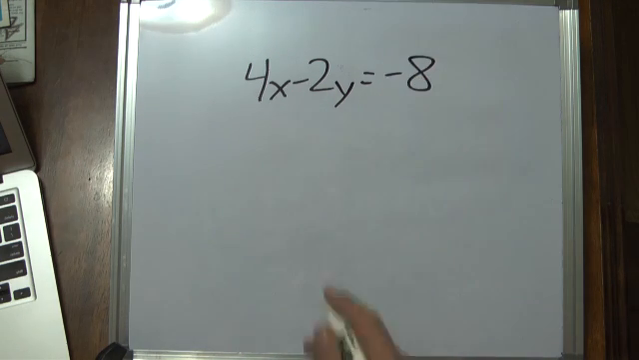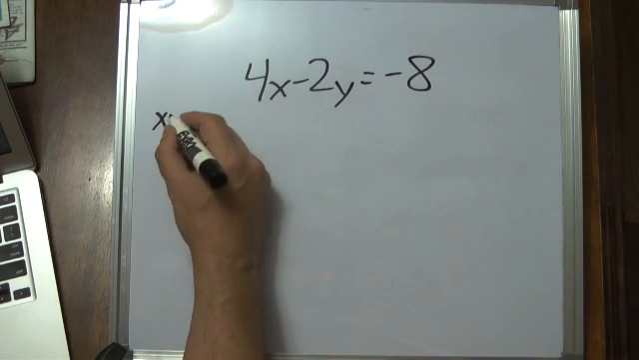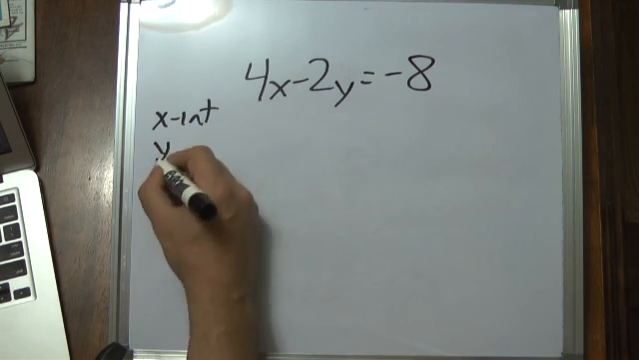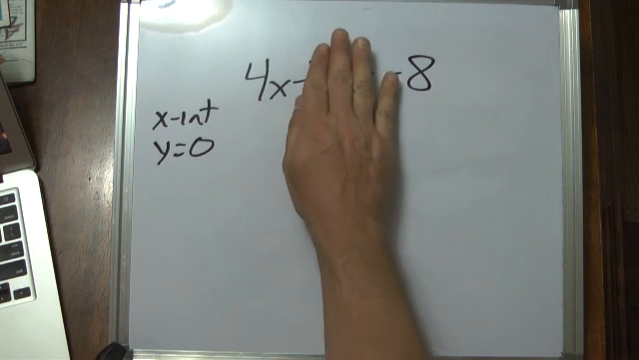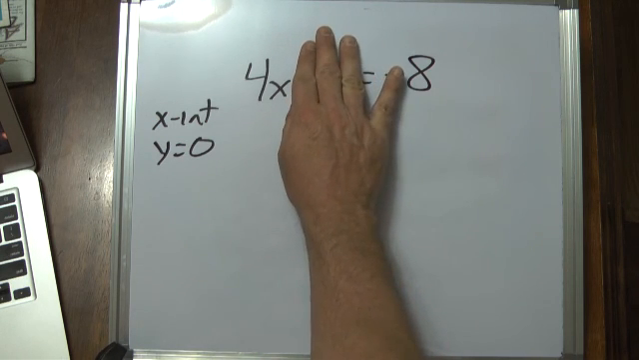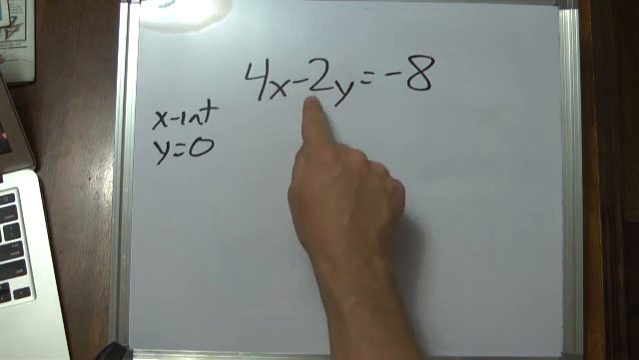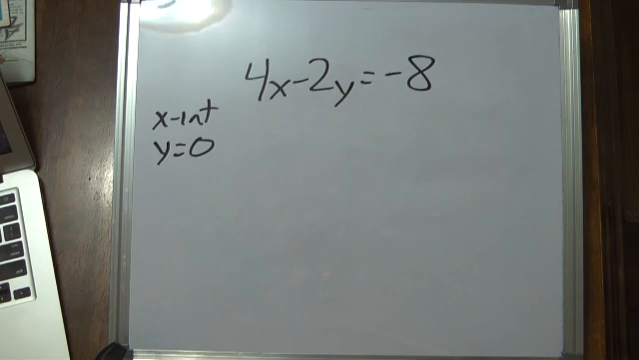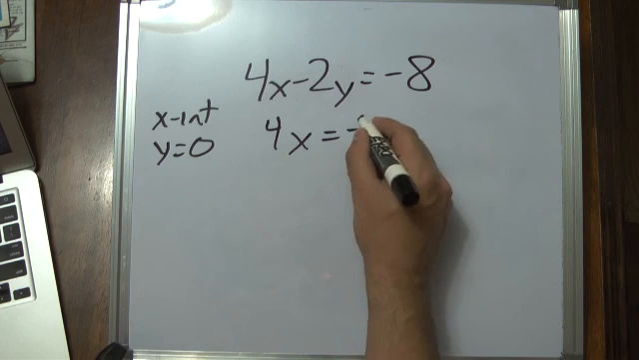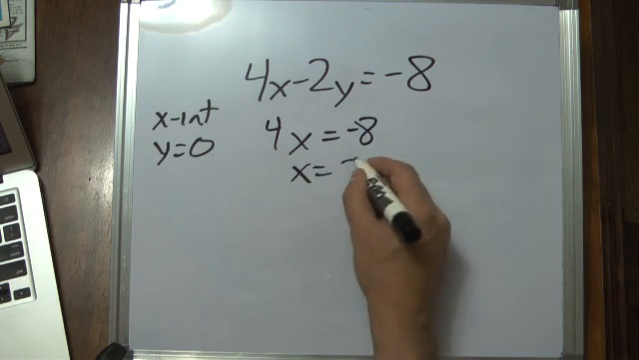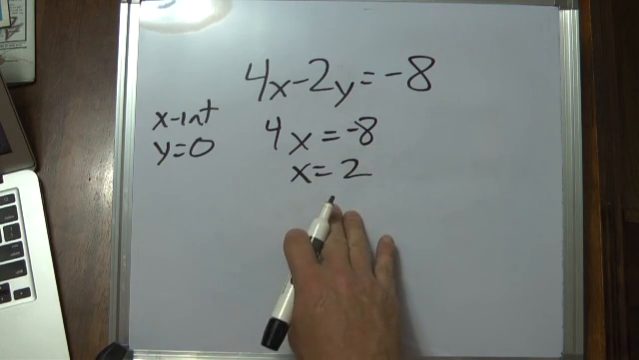Quickest way to do this is we're going to use intercepts. Remember how to find intercepts. To find the x-intercept, set y equal to 0. When y equals 0, this whole term is going to be gone, because negative 2 times 0 is 0. So you're left with 4x equals negative 8. X equals negative 2. So we have an x-intercept of negative 2.